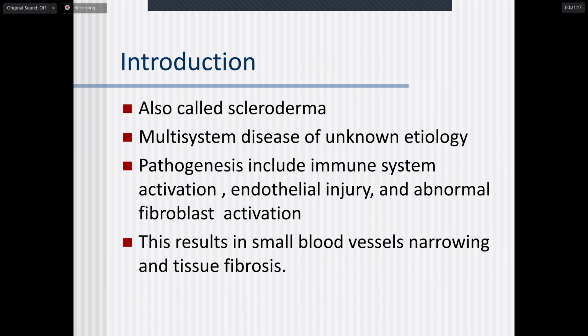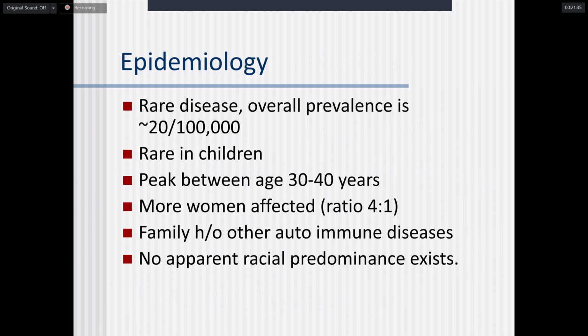Okay, systemic sclerosis, also called scleroderma, is a multi-system disease of unknown etiology. Pathogenesis includes immune system activation, endothelial injury, and abnormal fibroblast activation. This results in small blood vessel narrowing and tissue fibrosis. It's a rare disease affecting 20 per 100,000, rare in children, peak age between 30 and 40. More women are affected, with family history of other autoimmune diseases, and no apparent racial predominance exists.